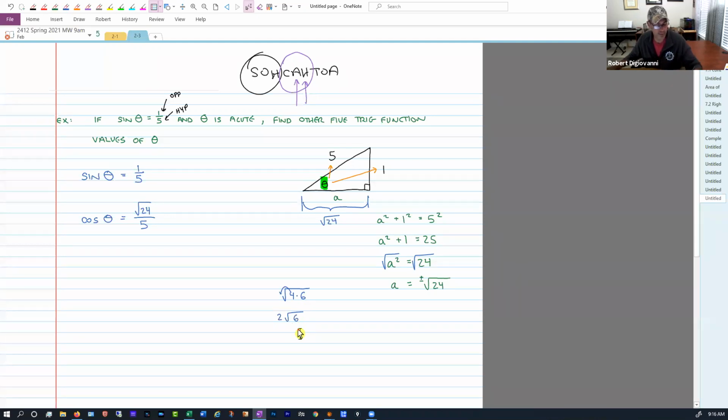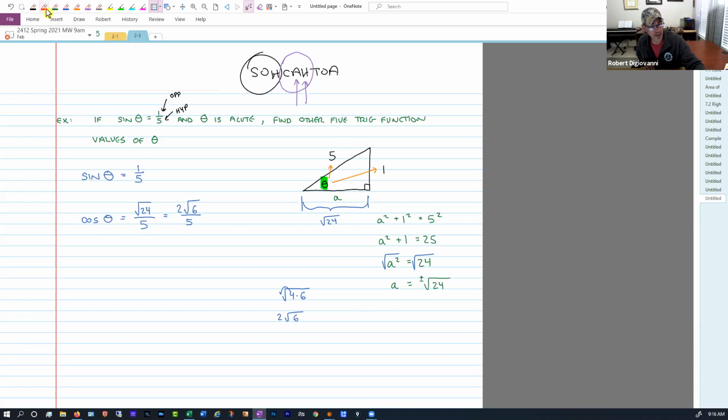So yeah, that's the way most likely the system is going to want you to have the answer. On the test, remember you're handwriting your tests. If you leave it as root 24 over 5, I'm happy with that, okay? Okay. Thank you.